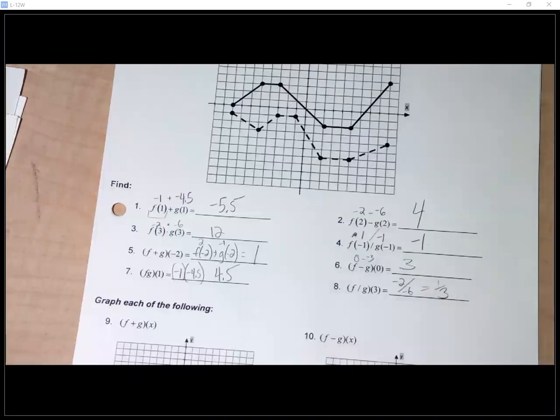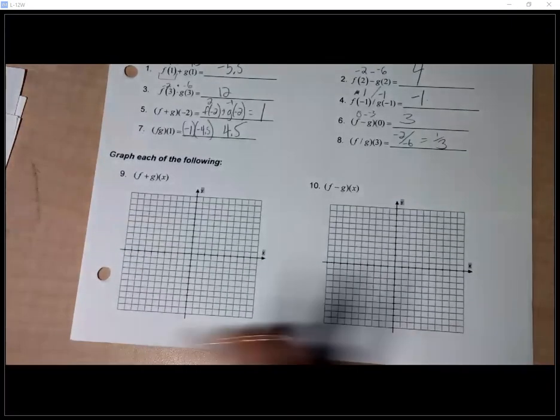Okay, so easy enough so far? Any questions? Yeah? No? Easy? The graphs really aren't so bad. All right, now let's go ahead down at the bottom here. We are supposed to graph these things.